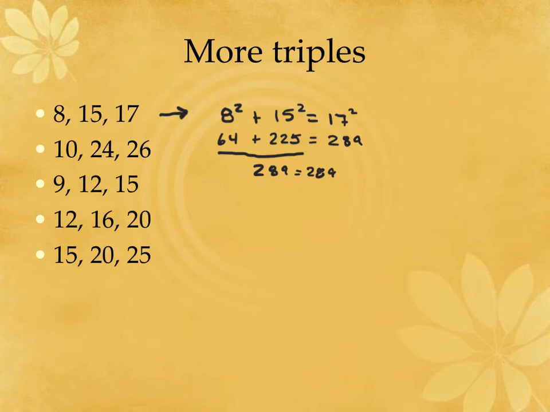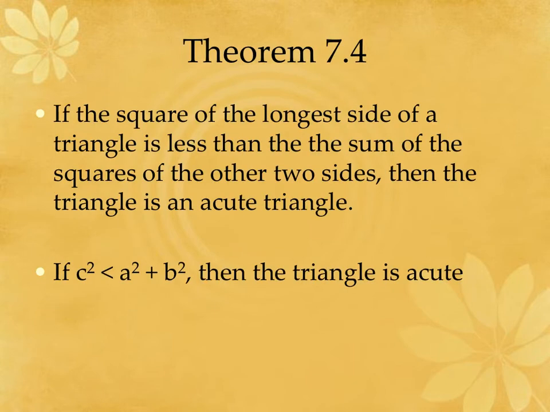All the numbers are whole numbers. There's no non-zeros. And when I plug them into a squared plus b squared equals c squared, it satisfies that equation. Are we okay with that? Yeah. All right.